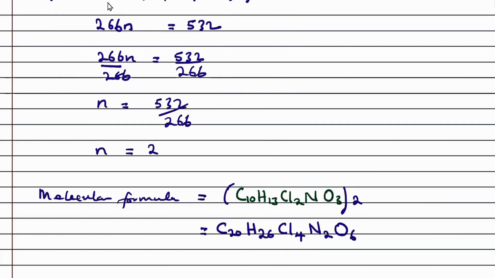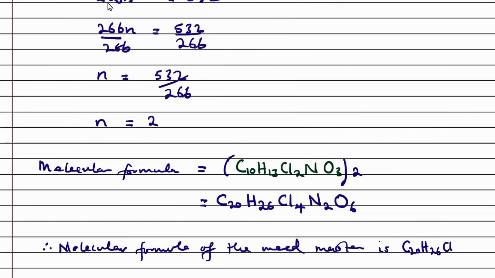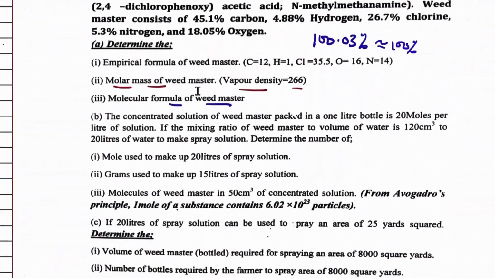We can now go ahead and conclude in our question. Remember, we have to conclude. It's very, very important. So therefore, the molecular formula of the Weedmaster is C20H26Cl4N2O6. So this becomes our correct answer for Roman numeral 3 of part A. We can now proceed with the question. Now going to part B of our question.